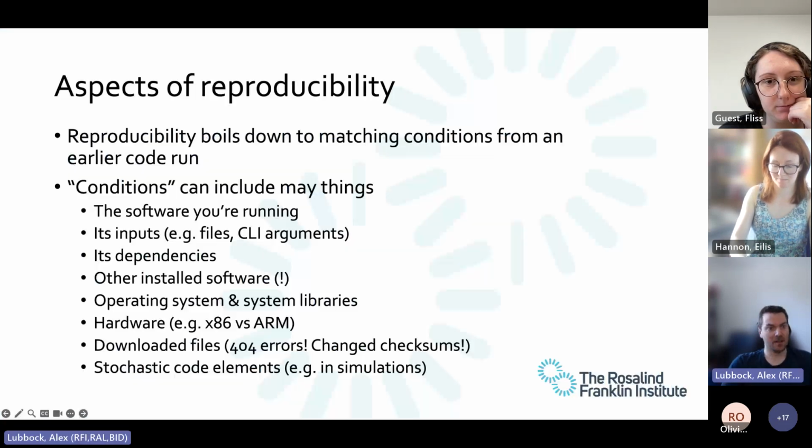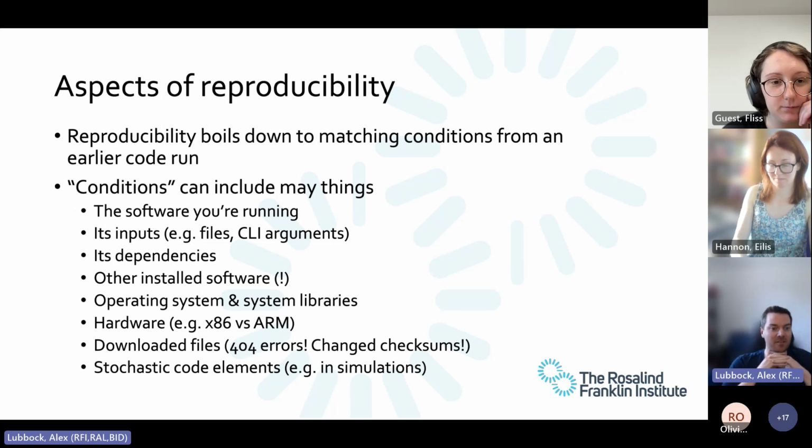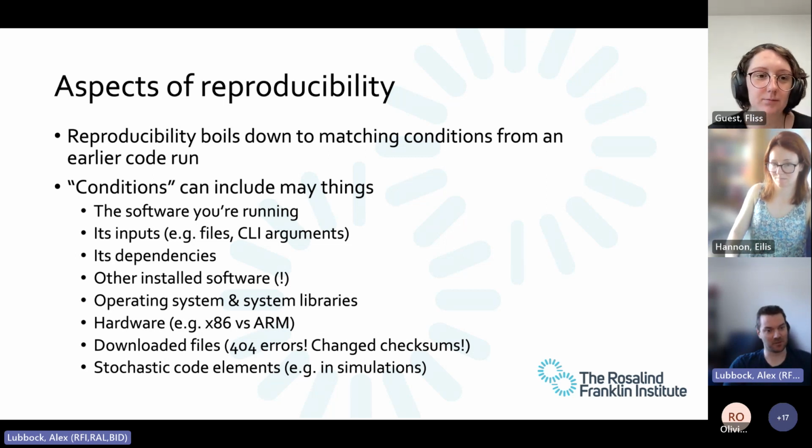Okay, so aspects of reproducibility. Eilis gave an excellent introduction to this, so I won't try and recover too much of the ground. But essentially, when we're talking about reproducibility, one definition that I'm using here boils down to: can we match the conditions from an earlier code run, right? We expect the computer to be deterministic, we hope it is. So if we can match all those conditions, we should get the same results out.